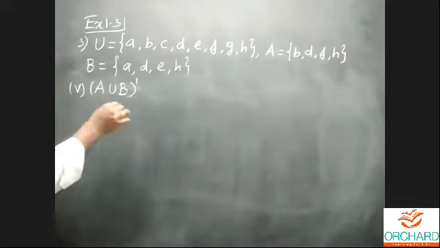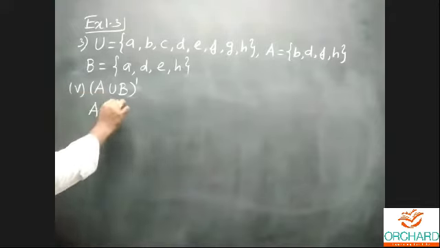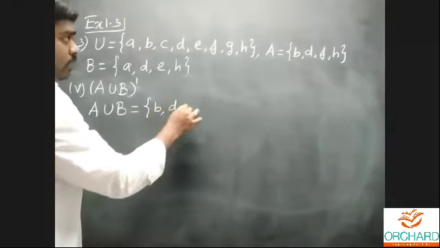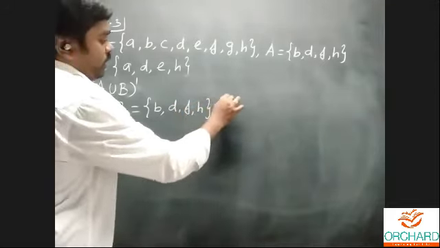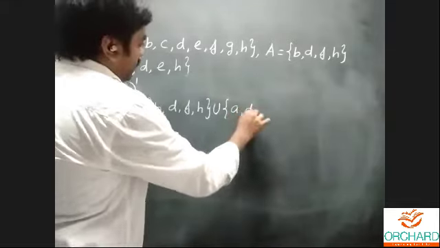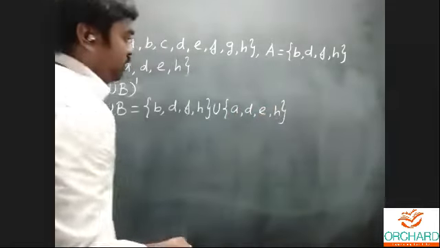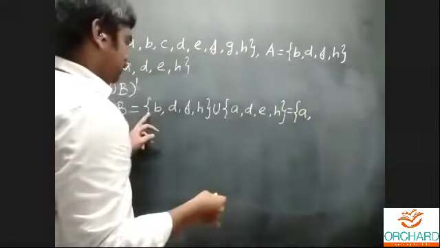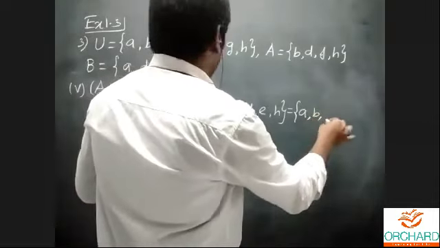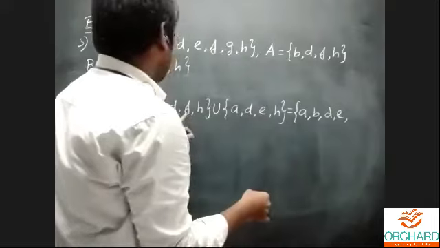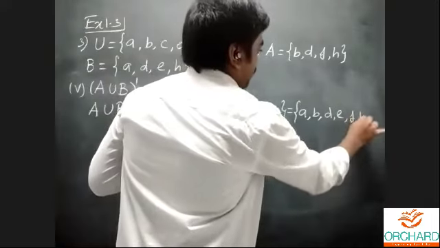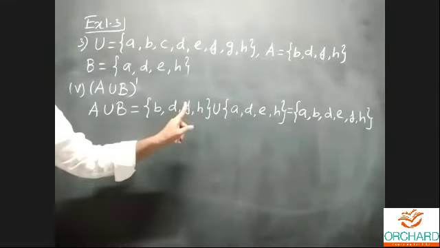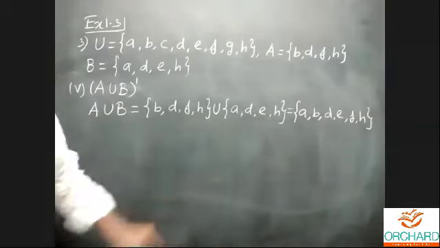Next, listen carefully. First, you can identify A union B. What does A union B mean? Union of A and B. The elements of set A are B, D, F, H. The elements of set B are A, D, E, H. Then you can join them. That is union. A union B is nothing but A, B, D, E, F, H. Yes, this is the union of A and B.